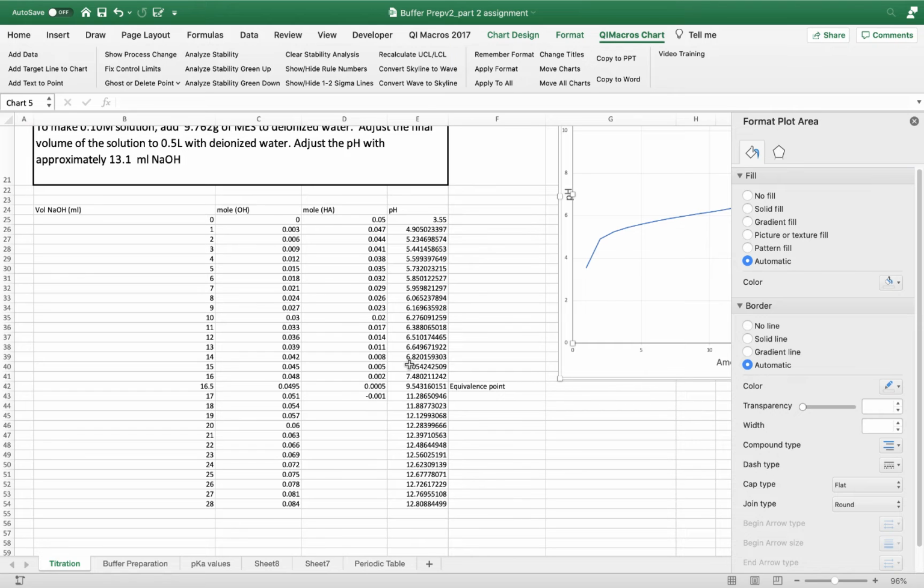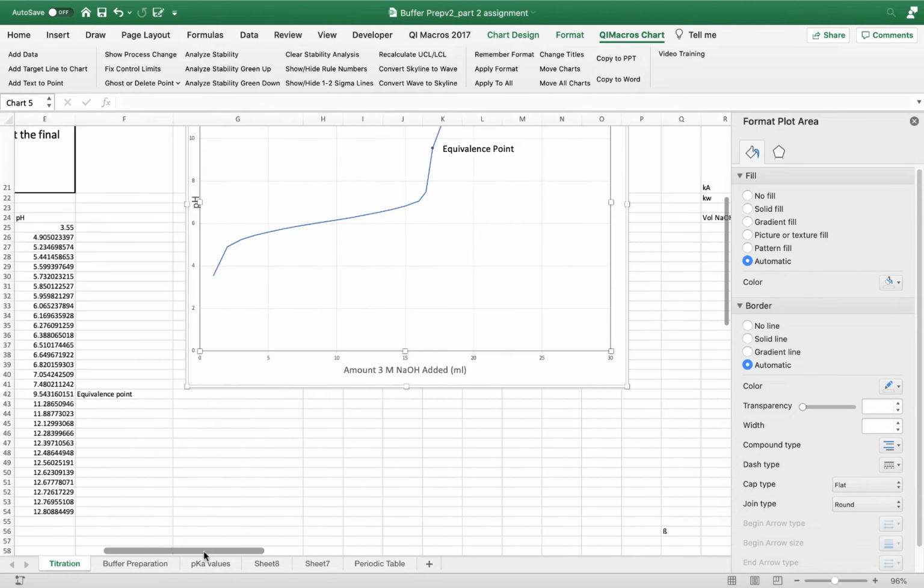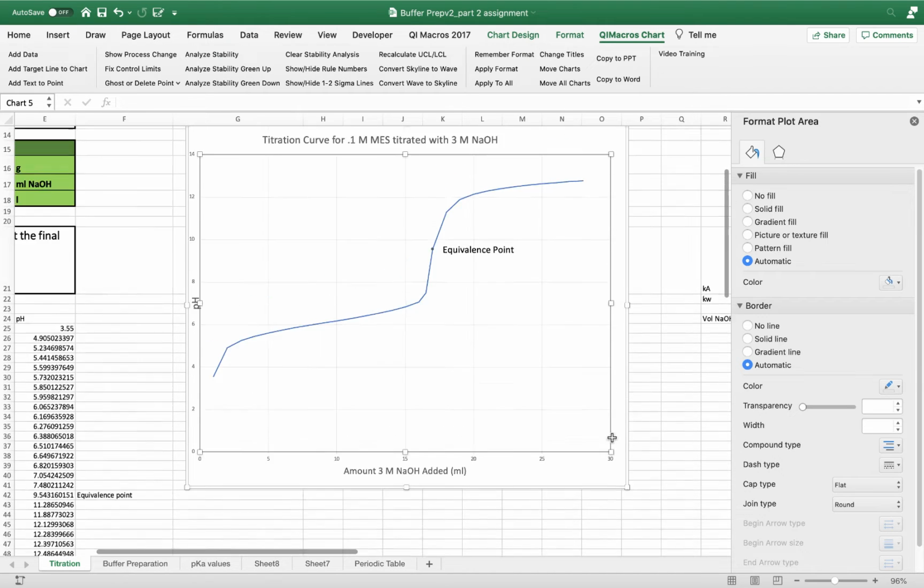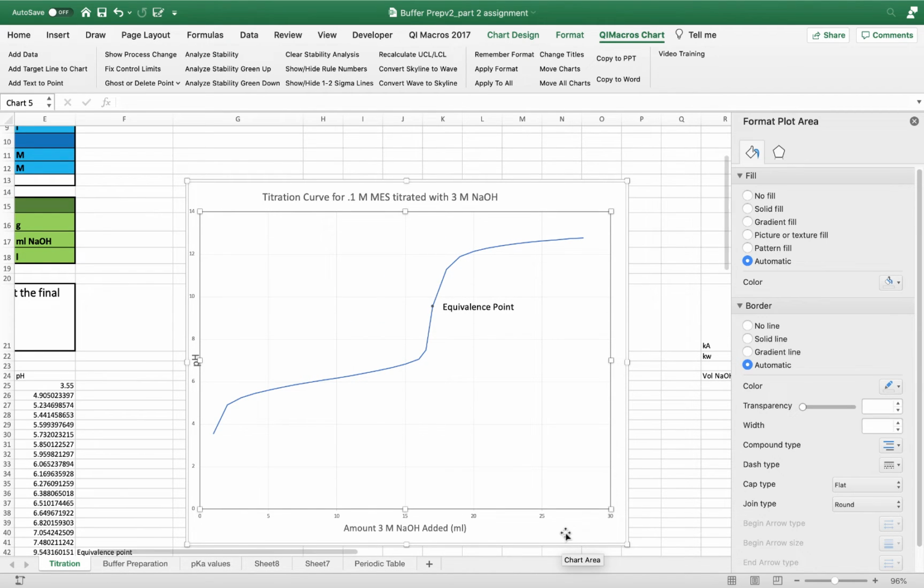So this is my calibration curve, or titration curve, sorry. I used 0.1 molar MES and titrated with 3 molar NaOH. The equivalence point you can see is around 17. I believe it's 16.5 milliliters of NaOH added in there.